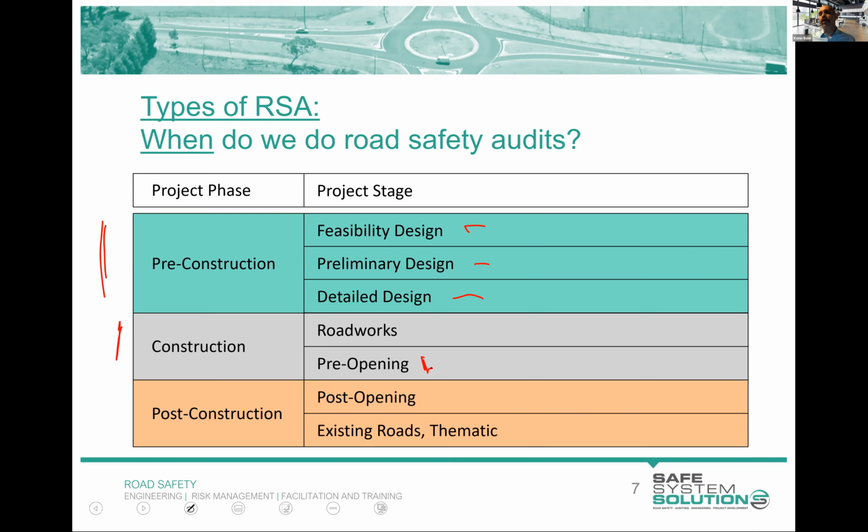Most of the work happening on or around our road network is what we would call brownfield, so upgrading existing roads and the like. And so you usually don't do a pre-opening of those, because it's almost live to traffic to a degree with roadworks. It's more what we call a post-opening. So really quickly, when it opens, the auditor's there just checking everything. And then we have existing conditions and thematic road safety audits. But no matter which one of these you're doing, you follow the same road safety audit process.